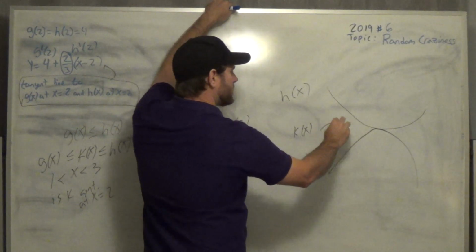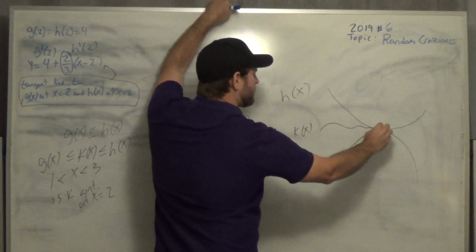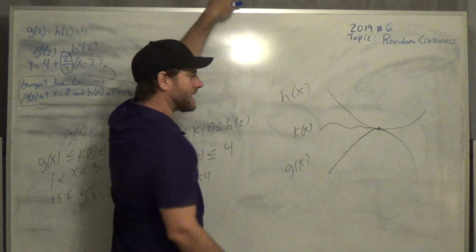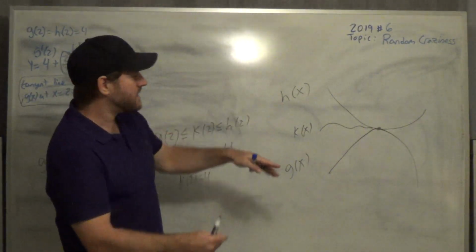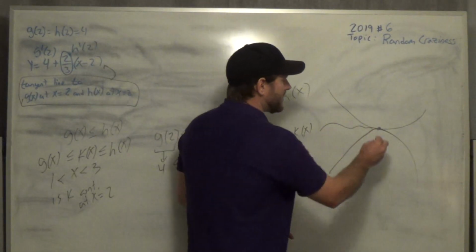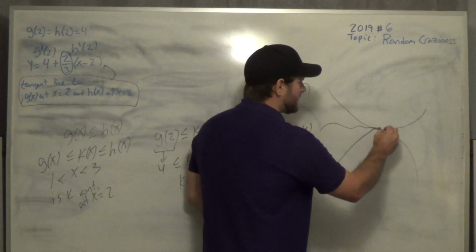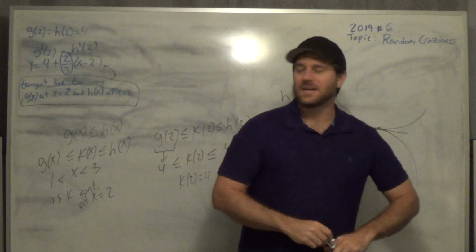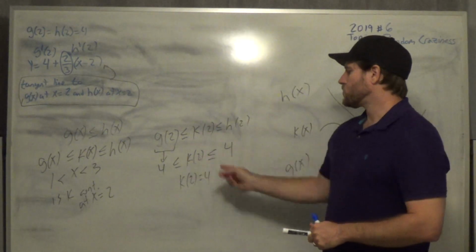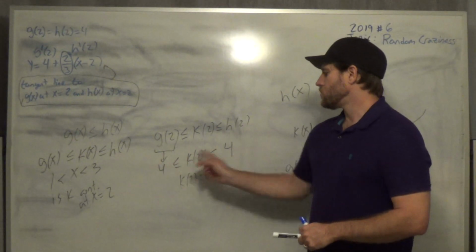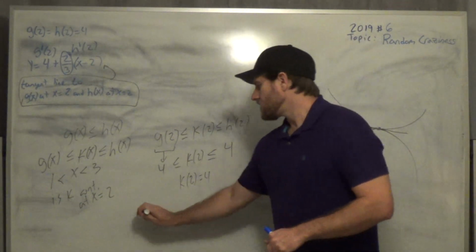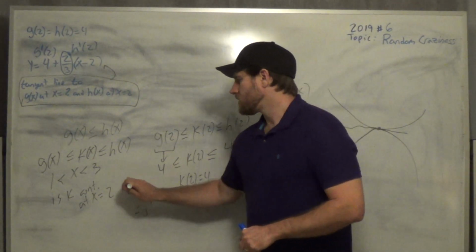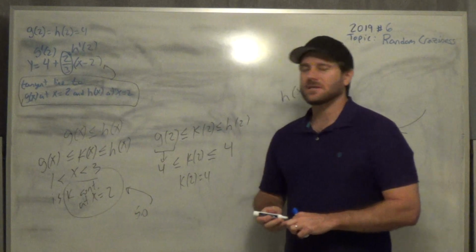Now, k of x can be doing whatever it wants, but because it has to be 4 at 2 right here, it's getting squeezed in. There's not any room for it to jump. It has to jump in here and go out the other side. So, basically, because k is between these two, and these two are 4, k of 2 equals 4, so k is continuous at x equals 2.